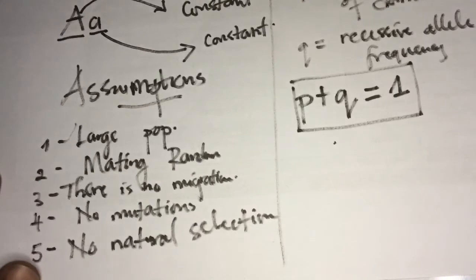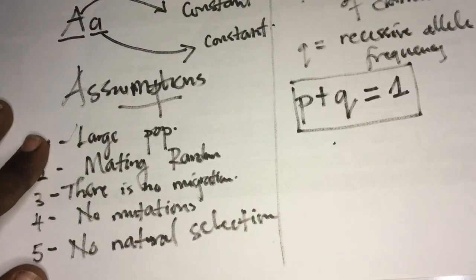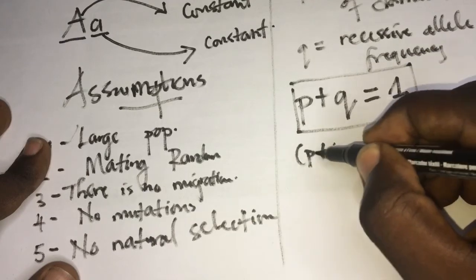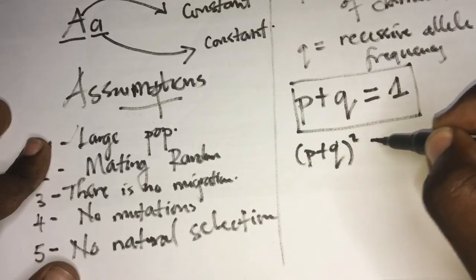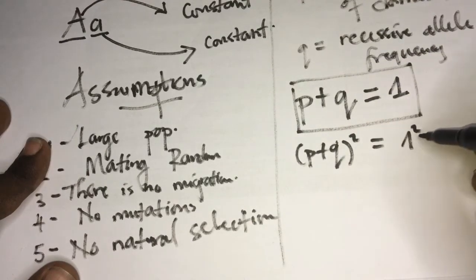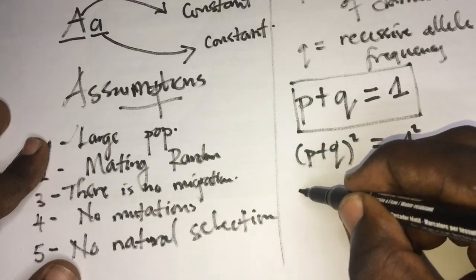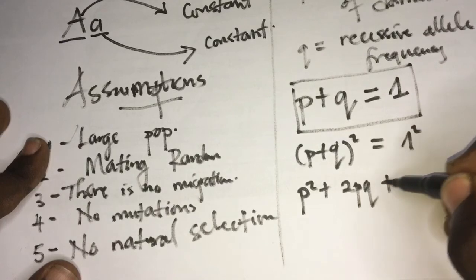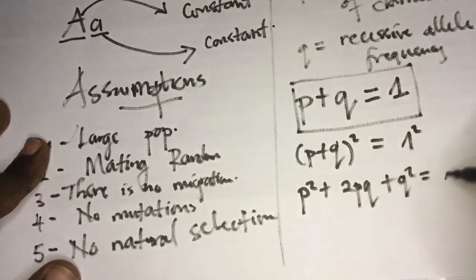Now, what about the genotype frequencies? How do you obtain the genotype frequencies from here? You obtain the genotype frequency by squaring both sides of the equation. So if you square both sides, you have P plus Q all squared equal to 1 squared, which finally gives you P squared plus 2pq plus q squared equal to 1.